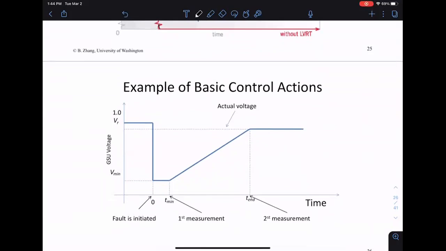So the control action is you just keep measuring the voltage. This blue curve is given when you design the turbine, and it is something you hard code into it. You keep measuring to see if the actual voltage is above this line. If it's above this line, you keep going. If it's below, you can just trip. This is the internal operation in a turbine.